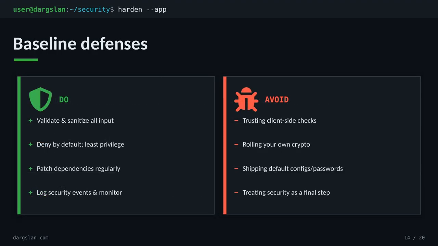So if every developer owns a piece of this, what does the baseline actually look like? On the do side, validate and sanitize every input, deny by default, and grant the least privilege needed. Patch your dependencies on a schedule and log security events so you can actually see what's happening. On the avoid side, don't trust client-side checks, don't roll your own crypto, don't ship default configs or passwords, and don't bolt security on at the end. Get these right, and you've raised the floor on most of the top 10 before we even dig in.